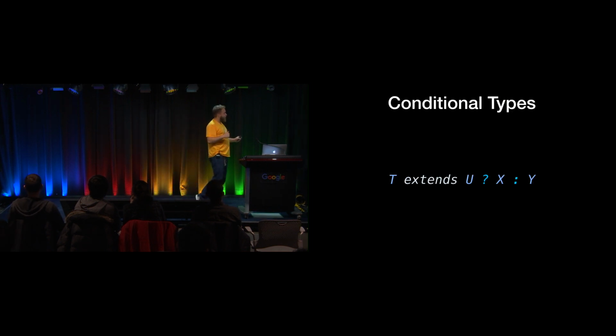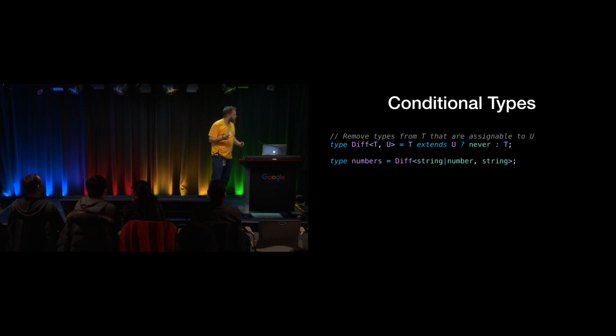OK, so next one. Conditional types. Who's using conditional types? I've heard of them. OK, good. So we can build off types depending on what other types are. So for example, we can say if T extends U, right, check it. Then we can return type X, otherwise type Y. Let's see the actual example of it.